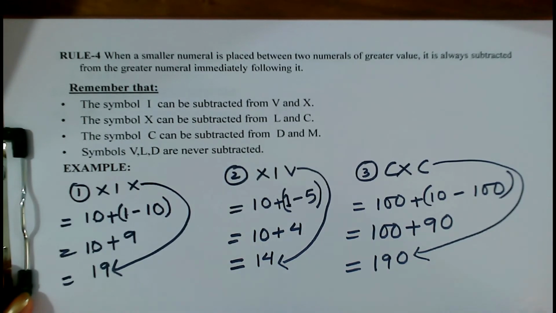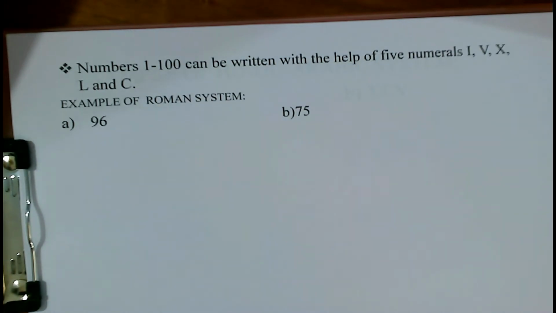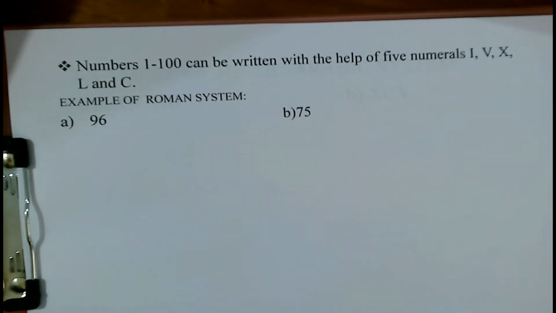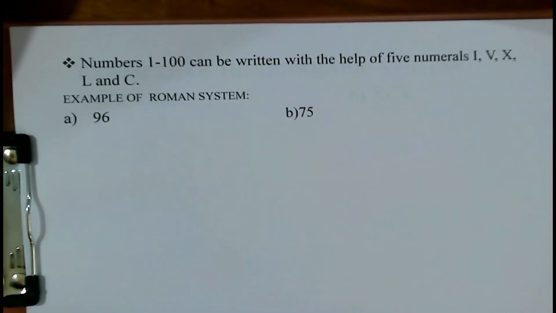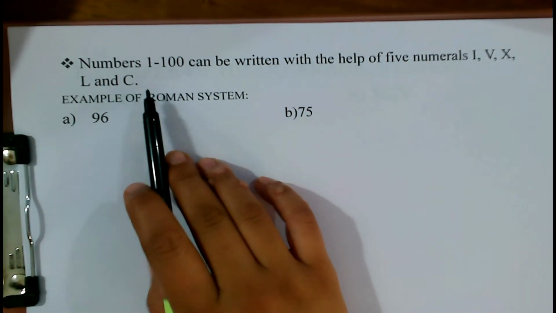That's all about rule number 4. Points to remember: numbers 1 to 100 can be written with the help of 5 numerals, that is I, V, X, L, and C.